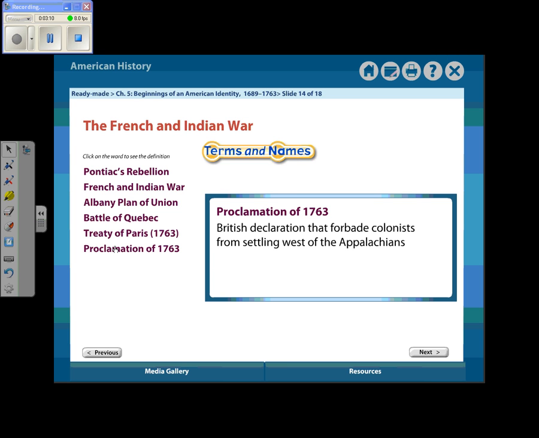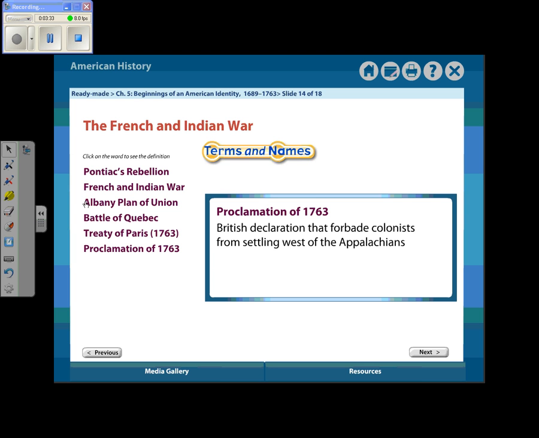All right, Proclamation of 1763. You're going to hear this term a lot in the next few weeks. The British declared that all the land west of the Appalachians was off limits to settlers. So it forbade settlers from settling west. This angered the colonists because they felt like they had fought the French, and had earned the right to settle in the Ohio River Valley and all the lands to the west.